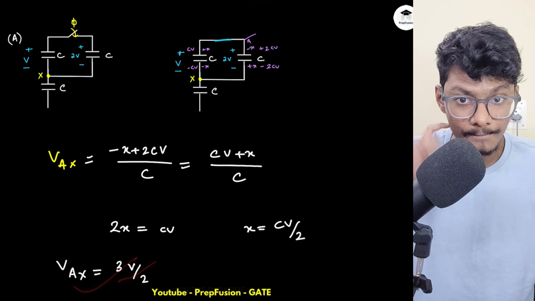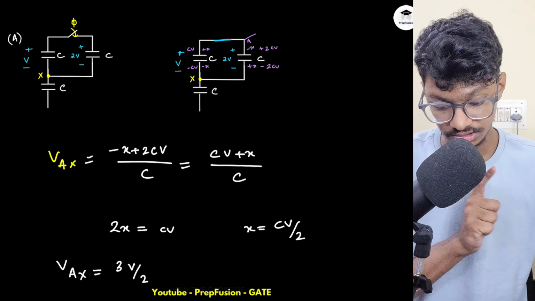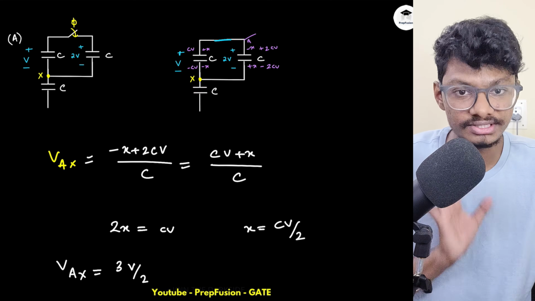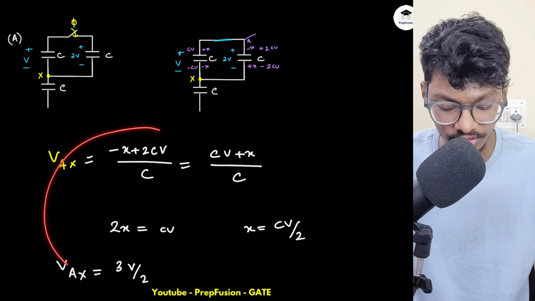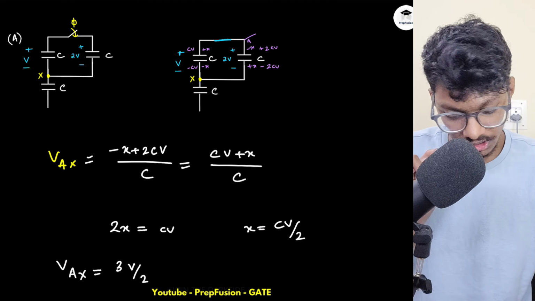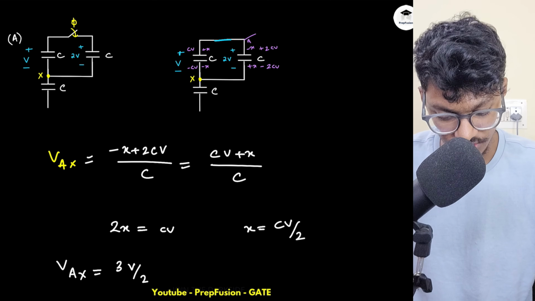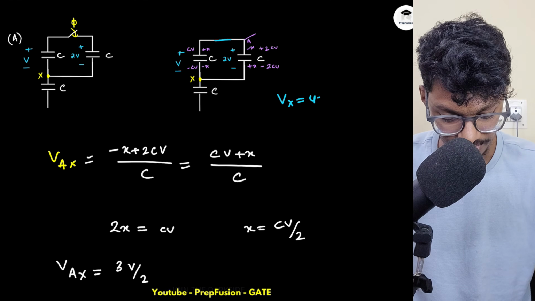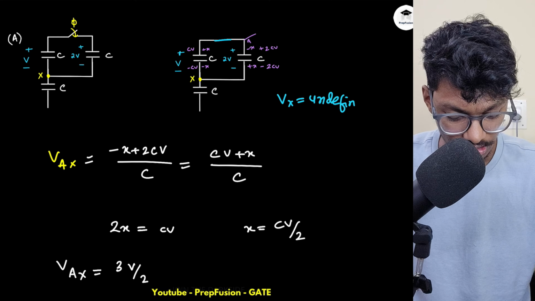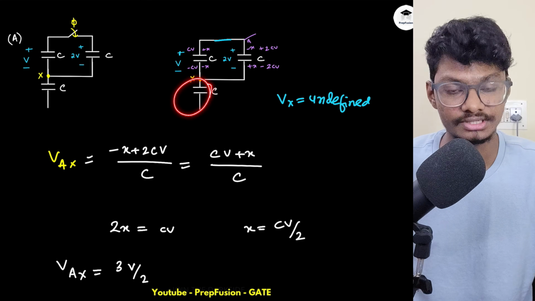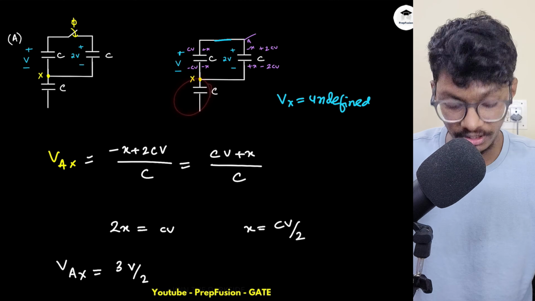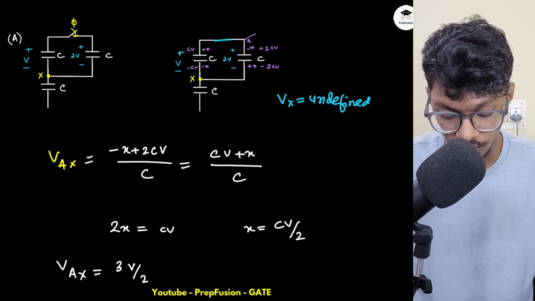Same result. But the main question I asked was the potential at node X. What is the potential at node X? You don't have to do all this business, because the potential at X is actually undefined. Why is it undefined? Because this node is floating, and I don't have any reference point or ground to define this node.